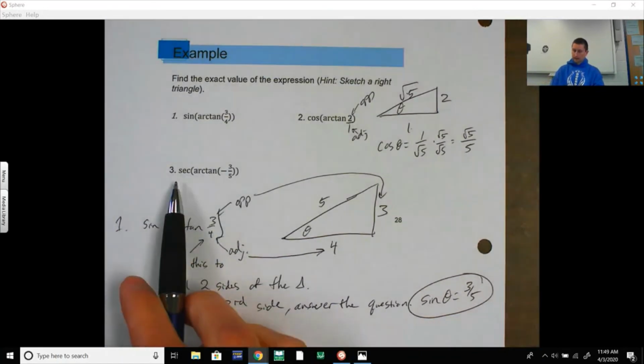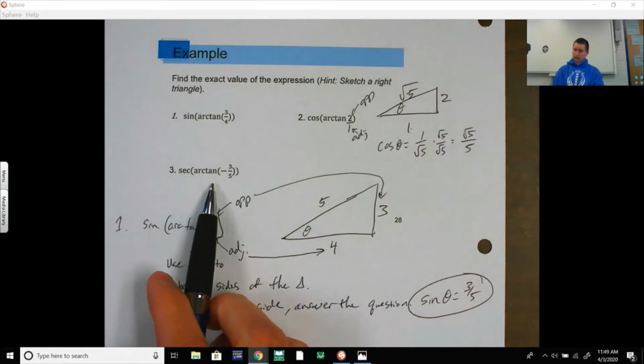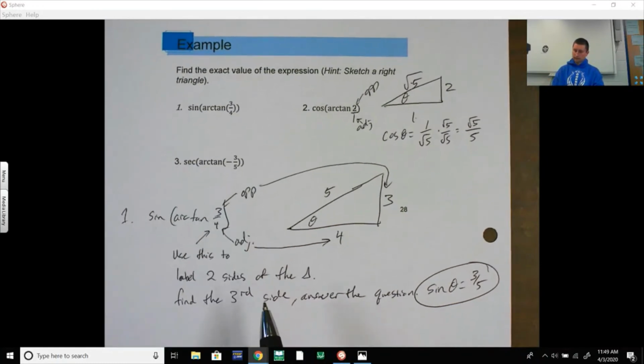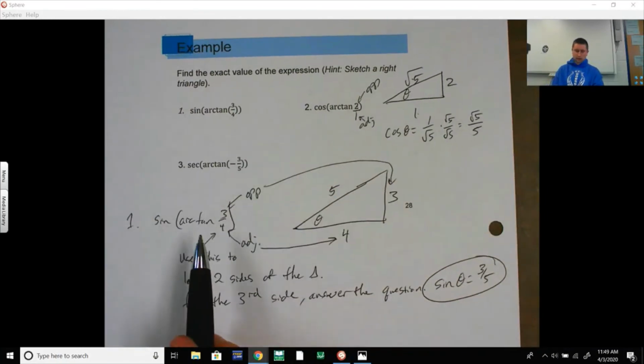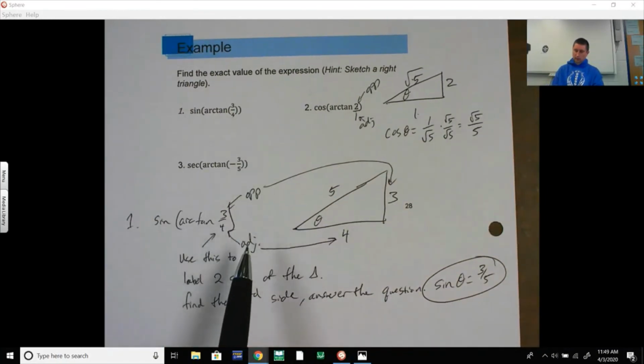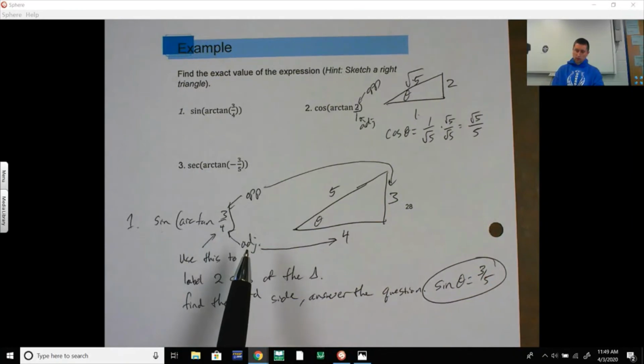The secant of the arctangent of negative 3/5. Okay, so what we have here, the arctangent is going to be negative, which means we are either in quadrant 1 and quadrant 4.